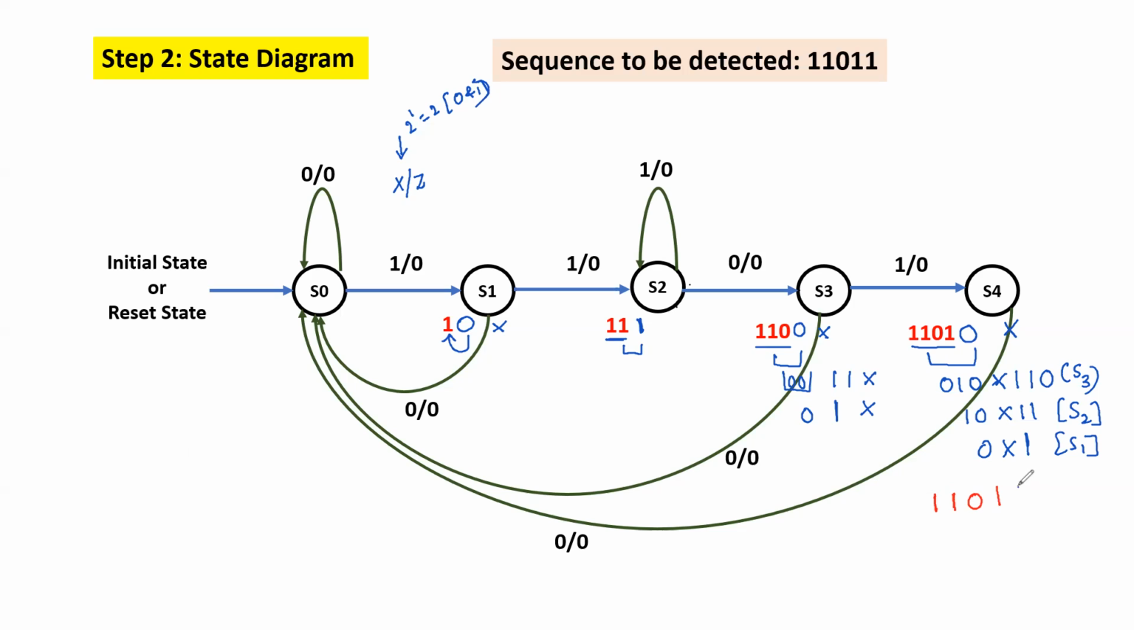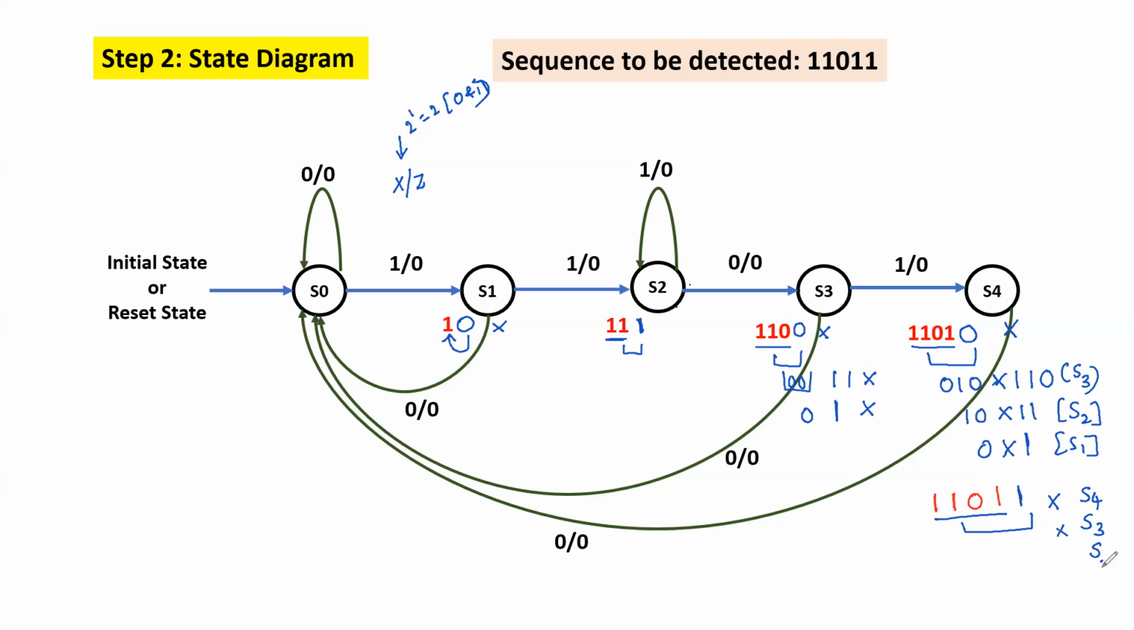Now for x equal to 1, we have to check whether it goes to self state or not. For that, we have to check these 4 bits with the last 4 bits. These two are not matched. That means it doesn't go to S4. We should compare with S3 bits. S3 bits are 1, 1, 0. Okay, you should check the last 3 bits, 1, 1, 0 and 0, 1, 1. These two are not matched.